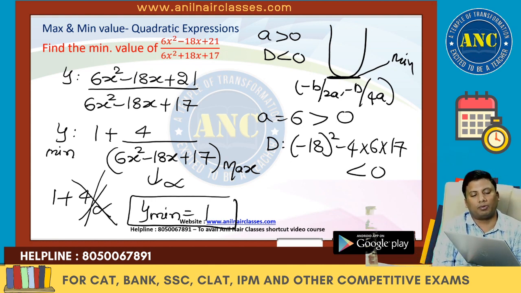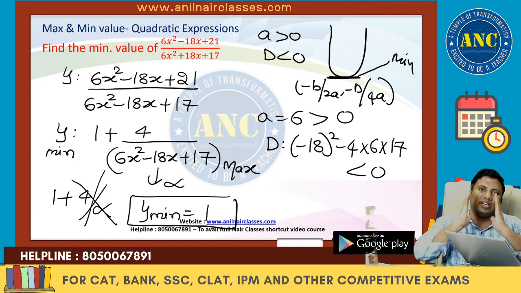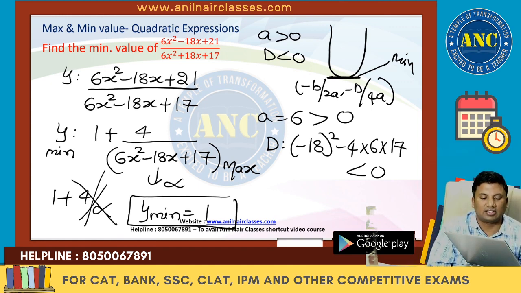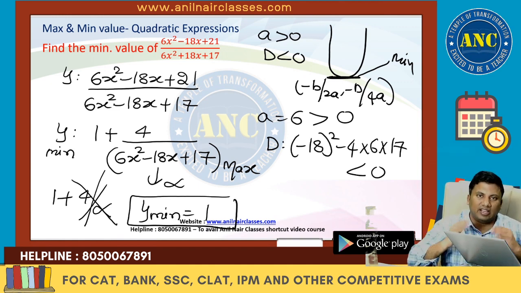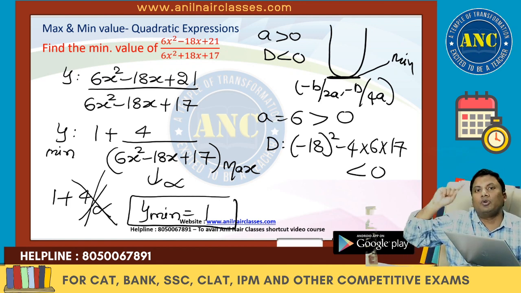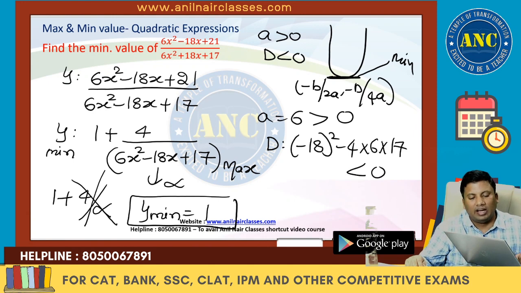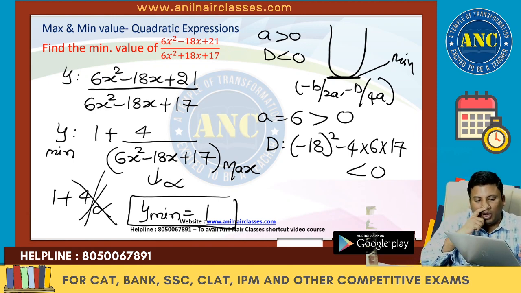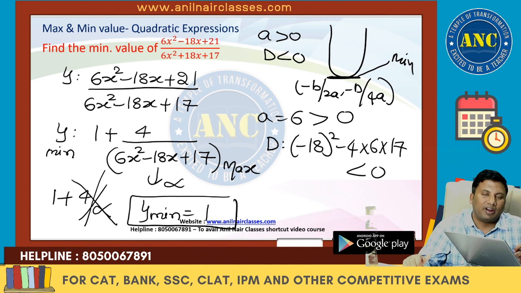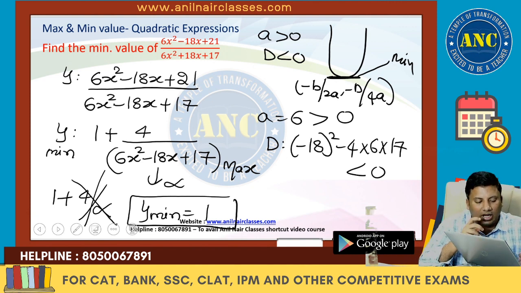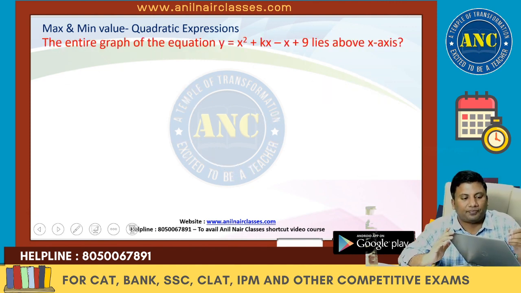1 plus 4 by 6x square minus 18x plus 17. A is 6, which is greater than 0. D is less than 0. If D is less than 0, the graph is shooting upwards. Minimum you can determine, maximum it is shooting up to infinite. 1 plus 4 by infinite, 1 by infinite tends to 0. I hope the idea is clear.